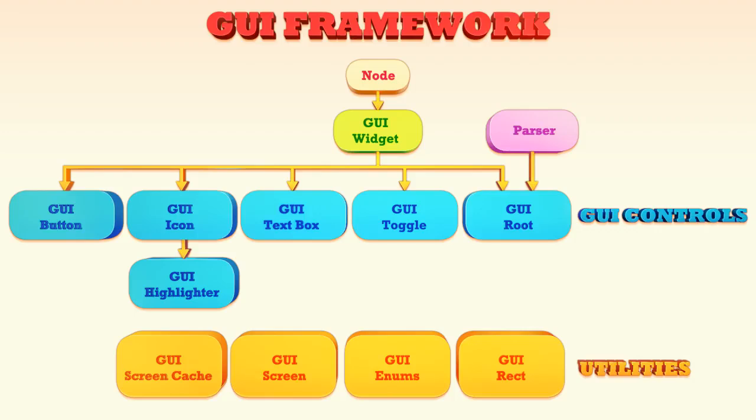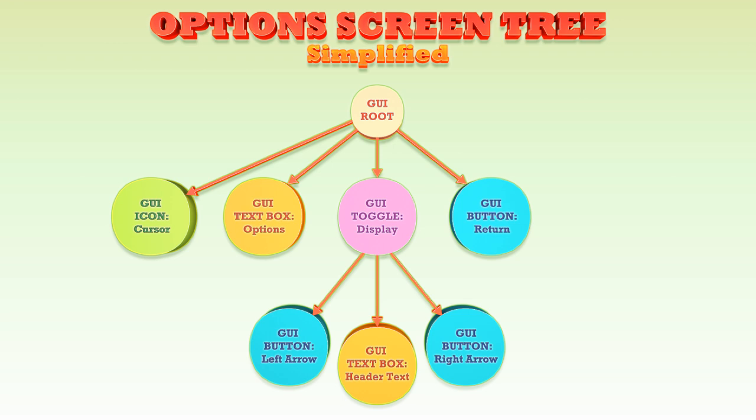In the last video, we explained GUI space, the GUI toggle, icon, and highlighter. Today, we'll explain how the GUI root brings all the controls together. The GUI root is named as such because it is at the root of a tree that is formed by the nested GUI controls. This image displays a simplified version of the tree that is formed by the options screen.